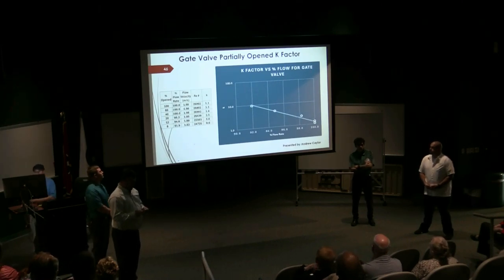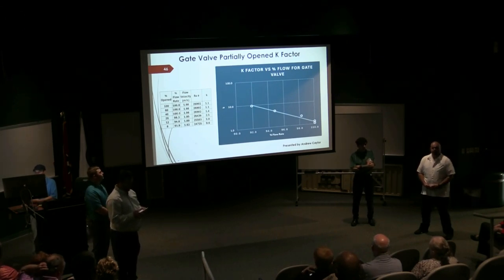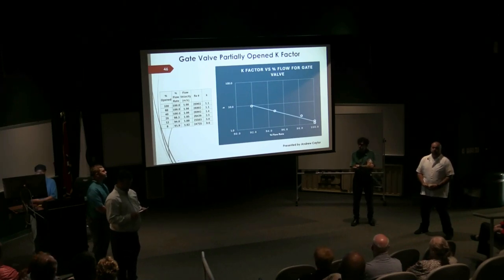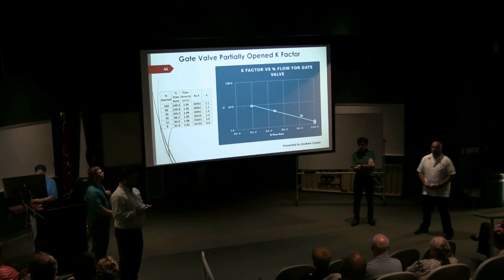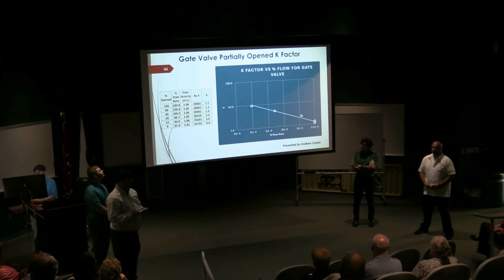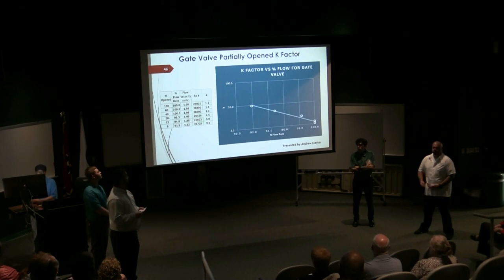This is the graph for the partially open gate valve. As you can see by the graph, the gate valve does not give good flow control. Even when the valve is almost closed, around 8%, flow stays above 90%. This tells us that gate valves are basically on-off switches, so trying to throttle with the gate valve won't work.